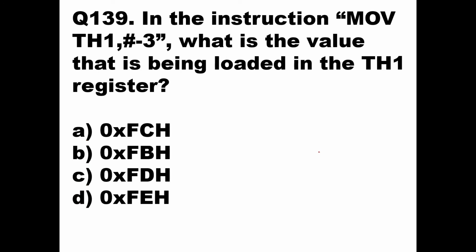The next question says that in the instruction MOV TH1, #-3, what is the value being loaded in the TH1 register? So this value we want in hexadecimal now. So minus 3 means it should be the 2's complement of 3. So how are you going to represent 3? 3 is represented as 0 0 0 0 0 0 1 1. This is your representation of 3.